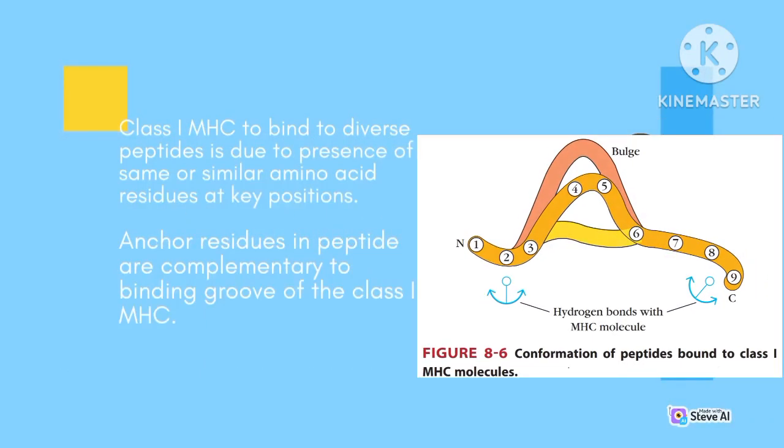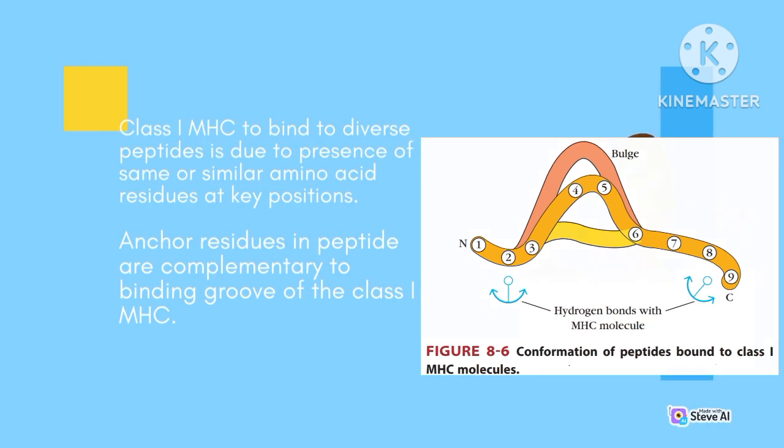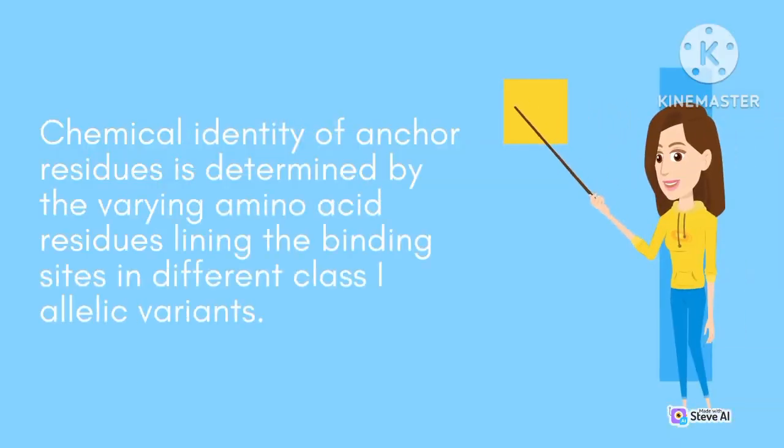Class I MHC's ability to bind to diverse peptides is due to presence of same or similar amino acid residues at key positions. Anchor residues in peptide are complementary to binding groove of the class I MHC. Chemical identity of anchor residues is determined by the varying amino acid residues lining the binding sites in different class I allelic variants.